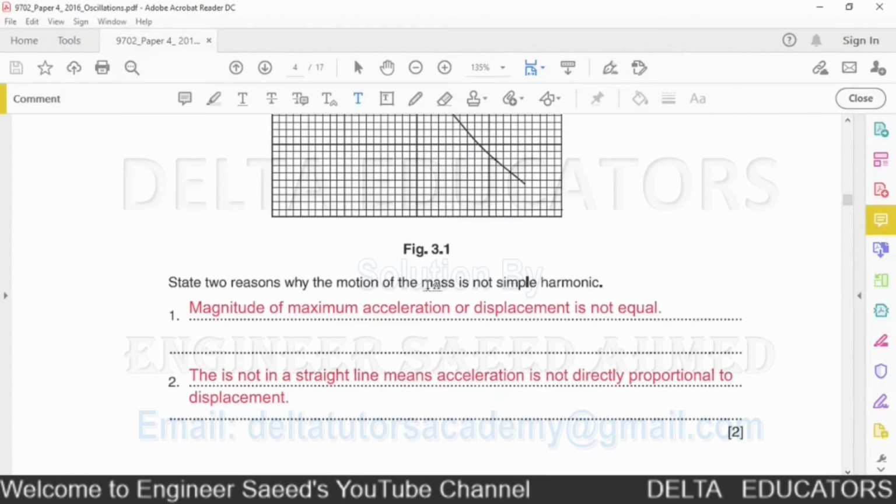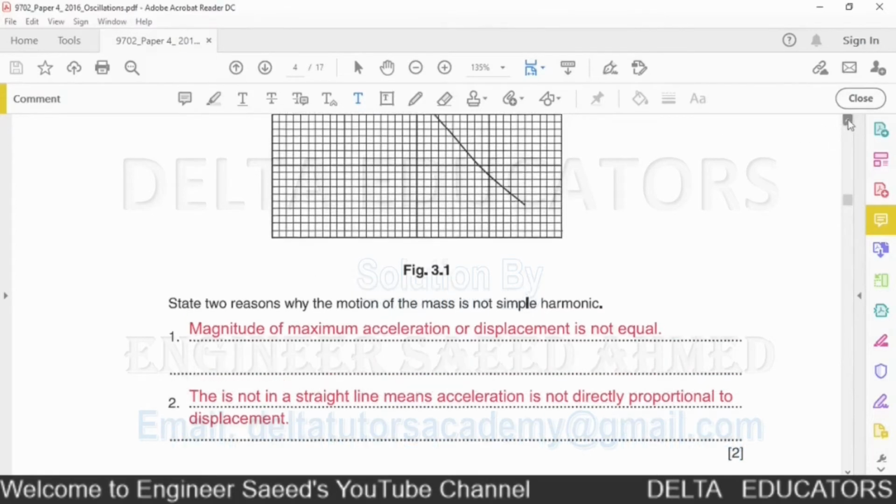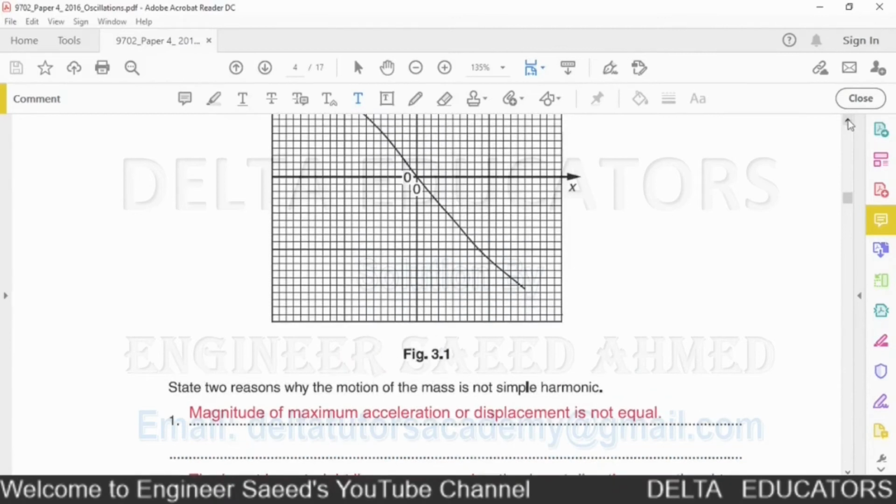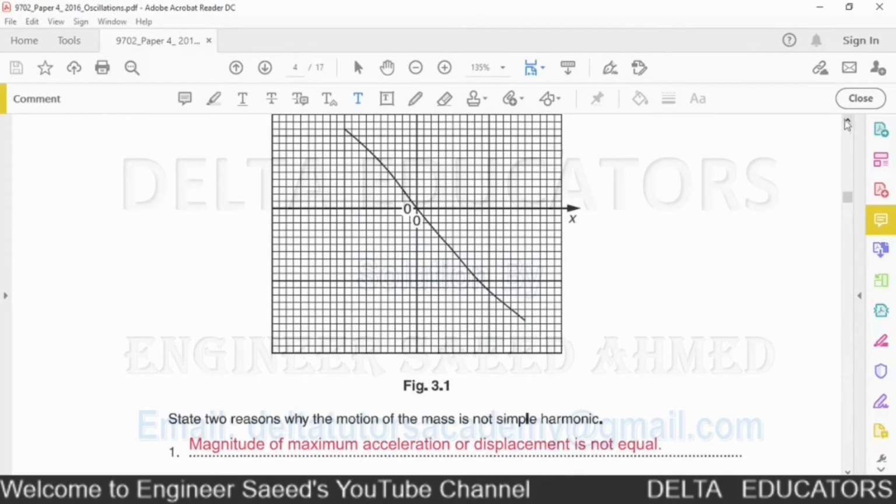State two reasons why the motion of the mass is not simple harmonic. For simple harmonic motion, we have studied that acceleration and displacement are directly proportional to each other. But here in the graph, it is clear that the magnitudes of maximum acceleration and displacement are not equal. So here we can say that acceleration and displacement are not directly proportional, so it will not execute simple harmonic motion.